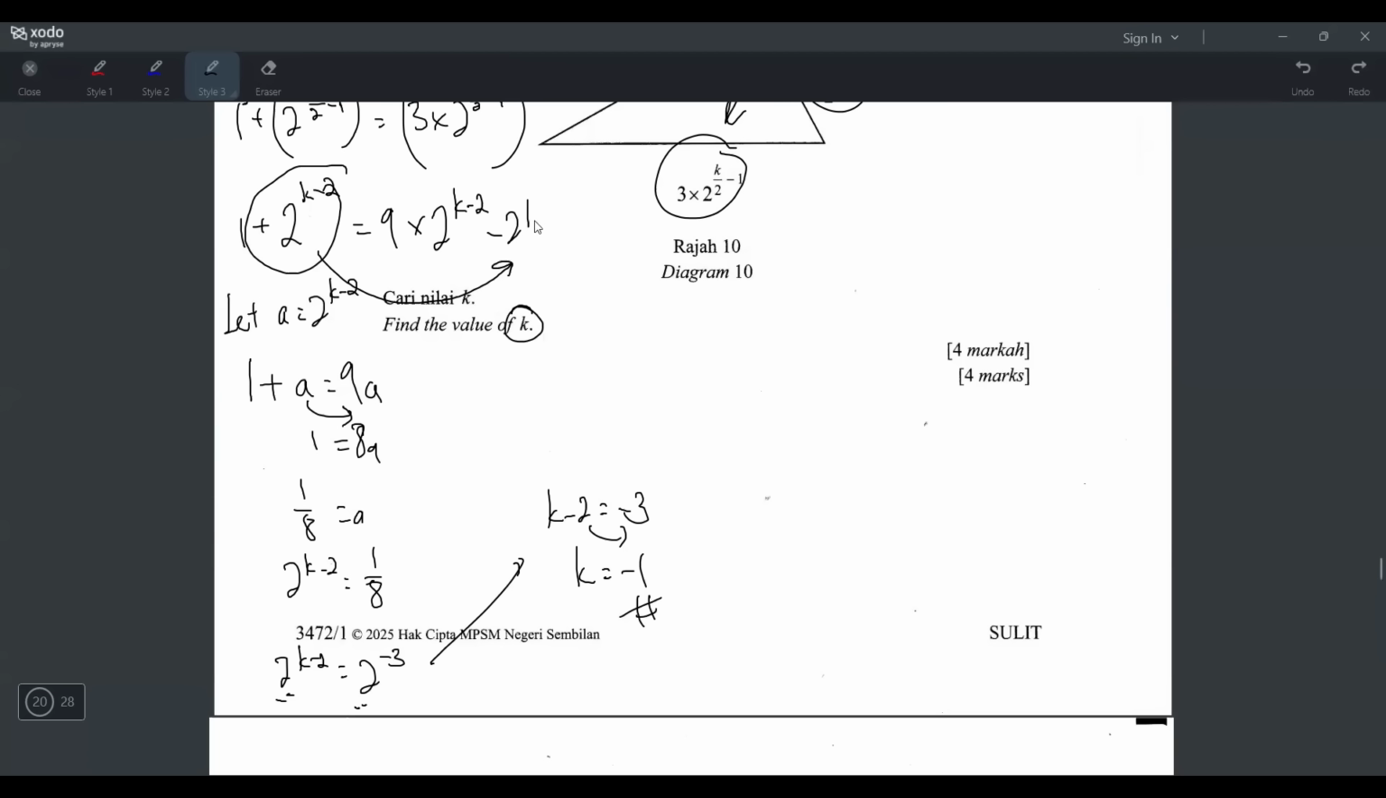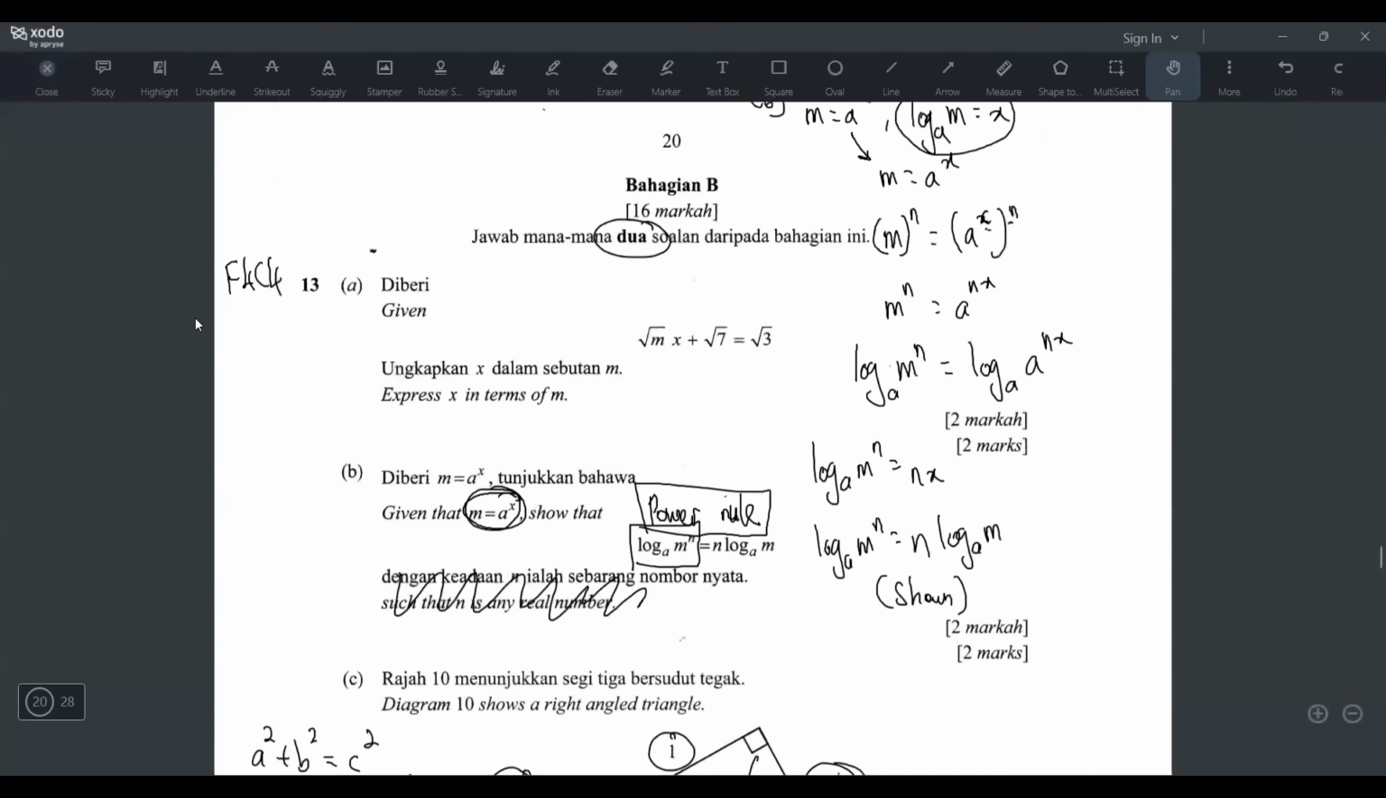Okay, wait, what's this? I forgot. Oh, there's nothing here. Okay, so it's like that. All right, so this is how I will do it. Hope you get it.